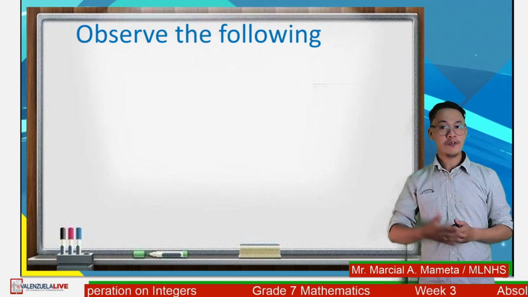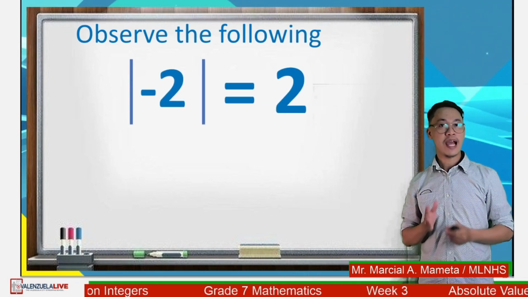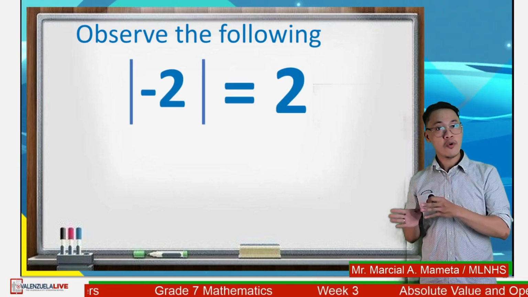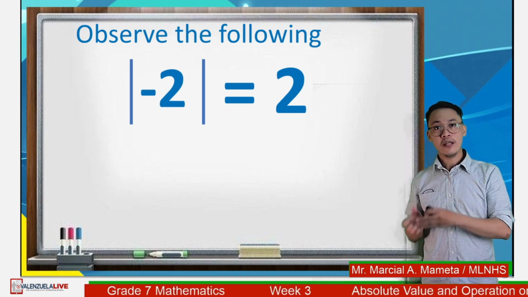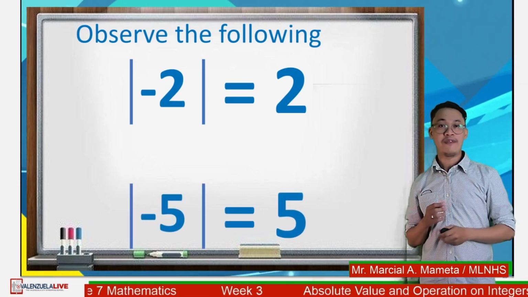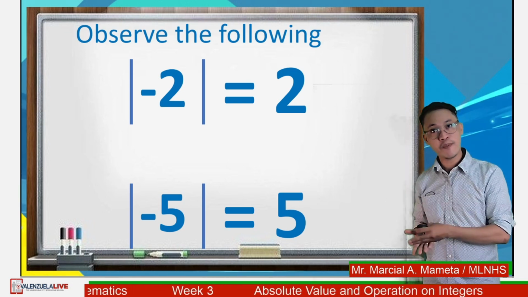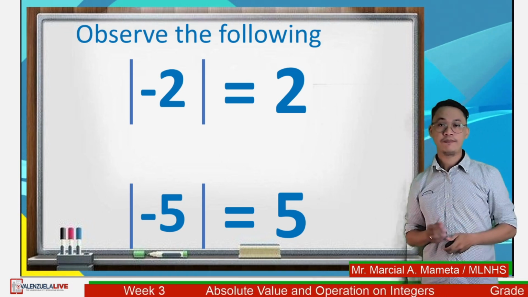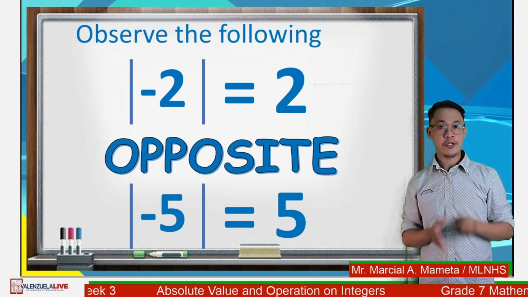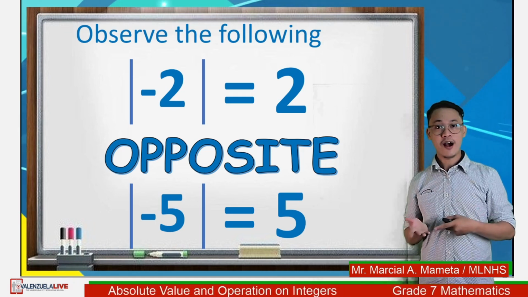Let us observe the following. We have the absolute value of negative 2 is equal to 2. And we have the absolute value of negative 5 is equal to 5. What are your observations? They are opposite.